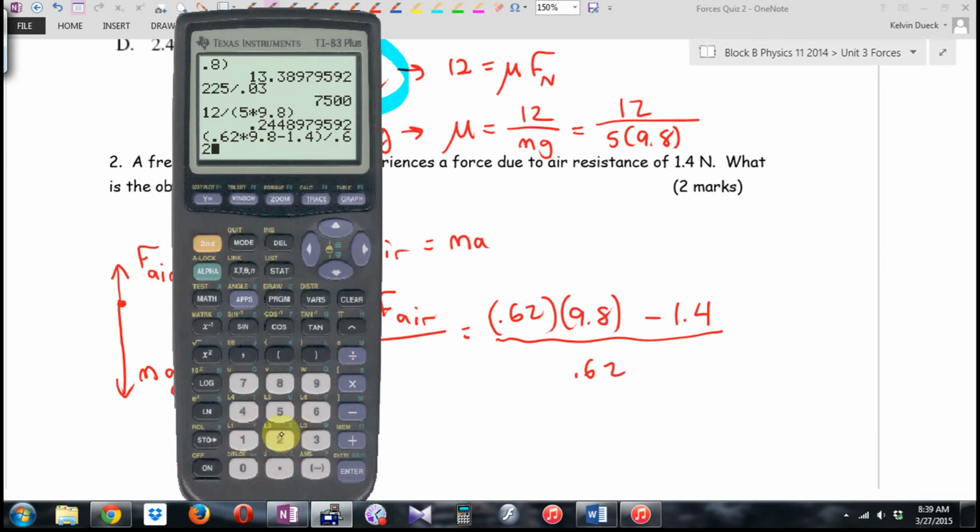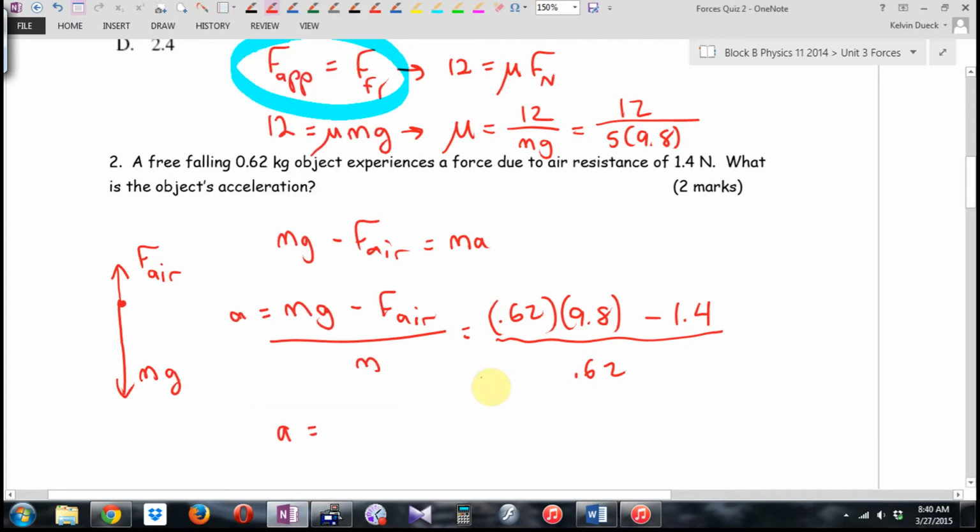By the way, more than one number on the top, got to put the top in brackets. Yes. Do you get 7.54? Did I? Yeah. 7.54 meters per second squared. Oh, and it's acceleration. If you got that, I would give you 2 out of 2.